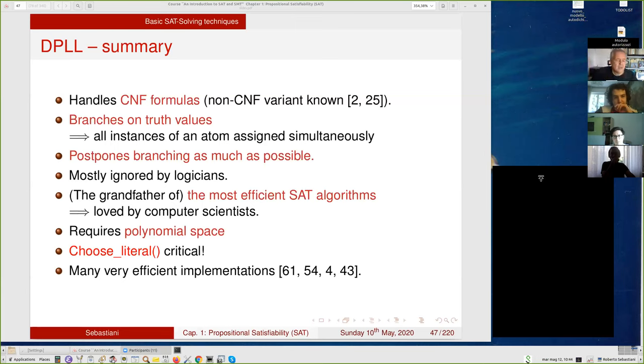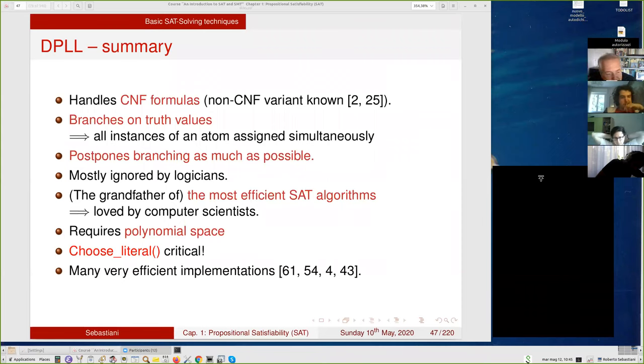Okay, so all instances of this atom are assigned simultaneously. The idea is that you postpone branching as much as possible. This algorithm was substantially ignored by logicians because it's not very intuitive, it's not modular, and so on, but it is the grandfather of the most efficient SAT algorithms.